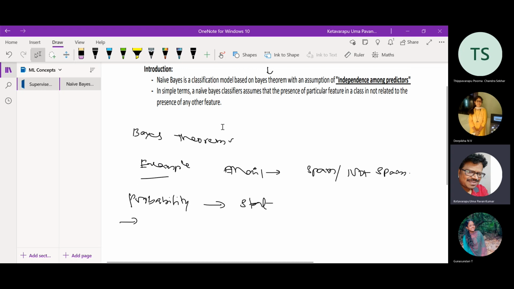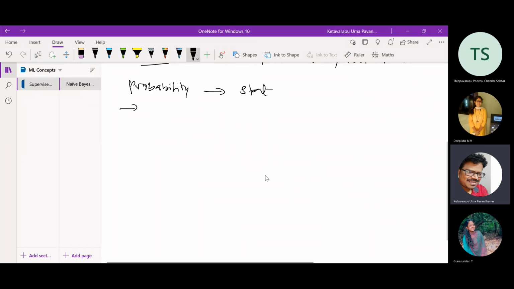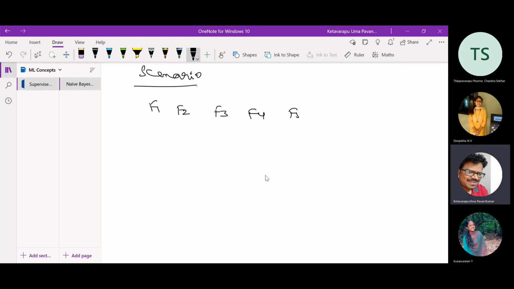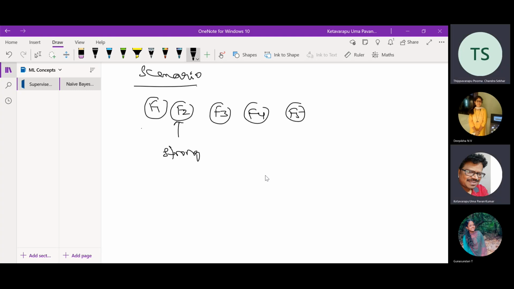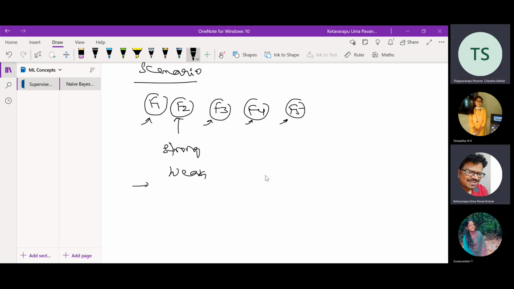So, before going to define this, let me ask you this thing. Suppose I am having a scenario where this particular scenario specifies that I'm having some features like F1, F2, F3, F4, and F5. And never mind whether this is a strong contributor or weak contributor, assume that this F2 is the strong contributor. All these F1, F3, F4, F5, they're all weak contributors. Observe one point, friends, here.